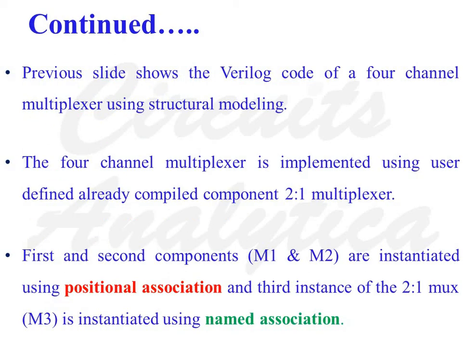So the previous slide shows the Verilog HDL code for a 4-channel multiplexer using structural modeling. The 4-channel multiplexer is implemented using a user-defined, already available compiled component named D underscore mux221. The first and second components M1 and M2 are instantiated using positional association, and the third instance of the 2:1 mux M3 is instantiated using named association.